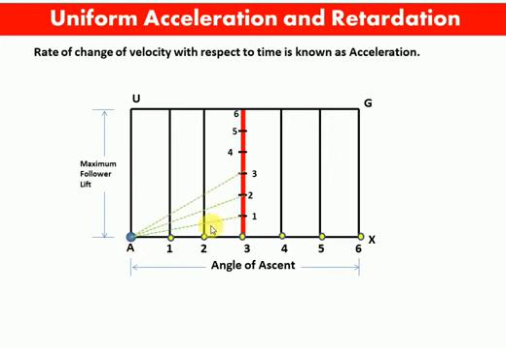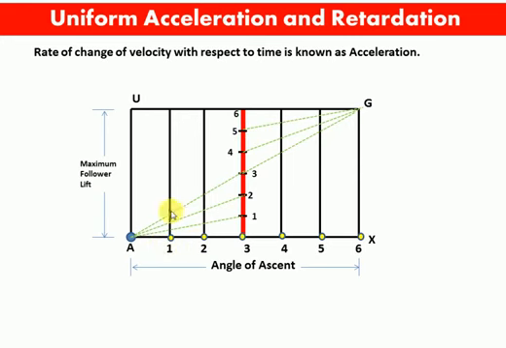In the same way, from point G we'll join this point 3 on this vertical line, also 4 with G and 5 with G. Clear? What we did is, we have divided the angle of ascent into equal parts.